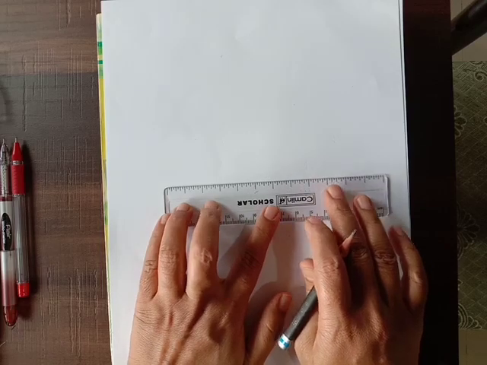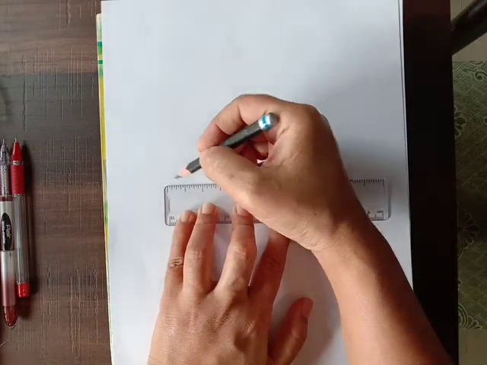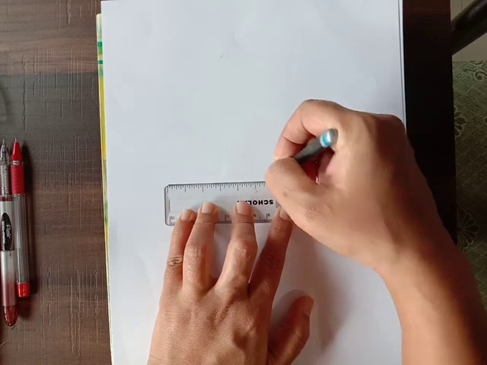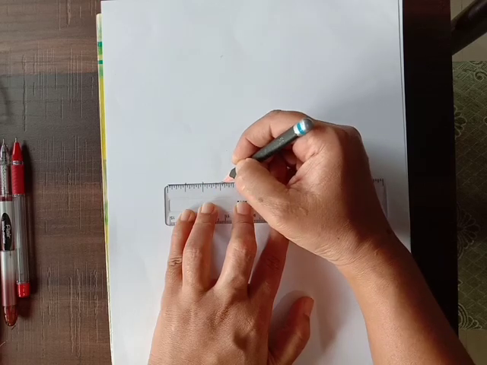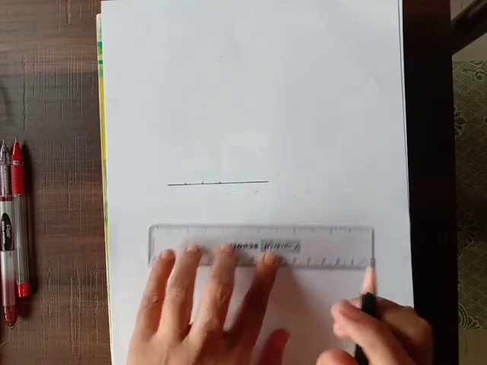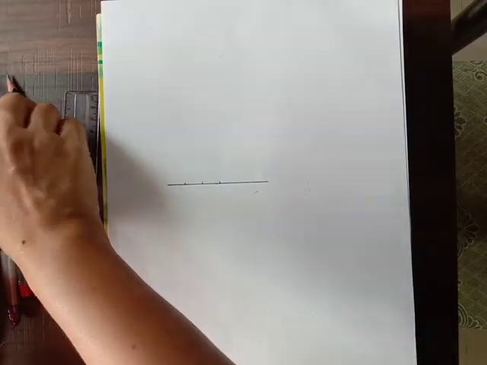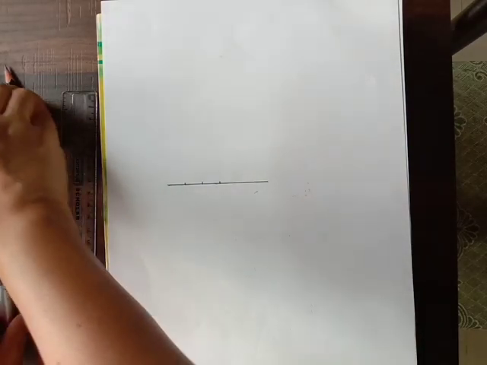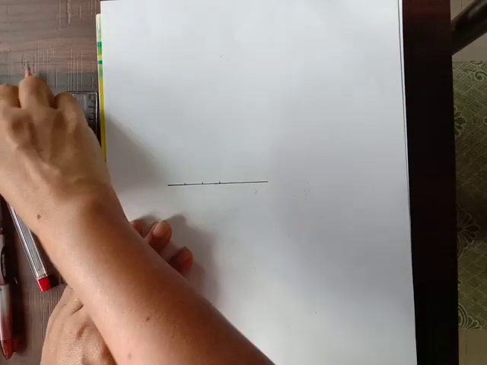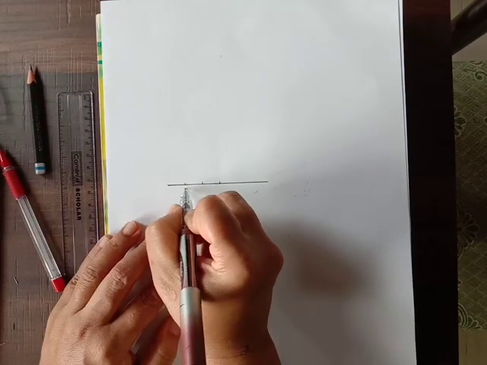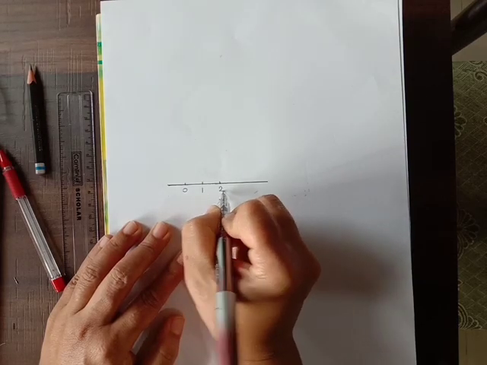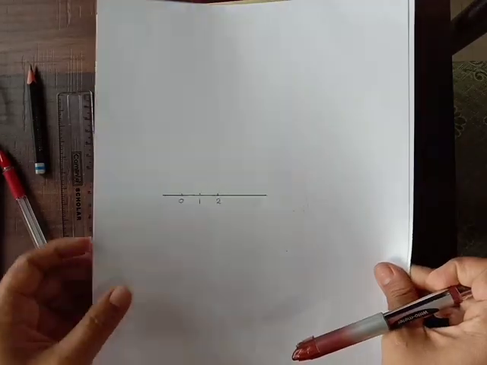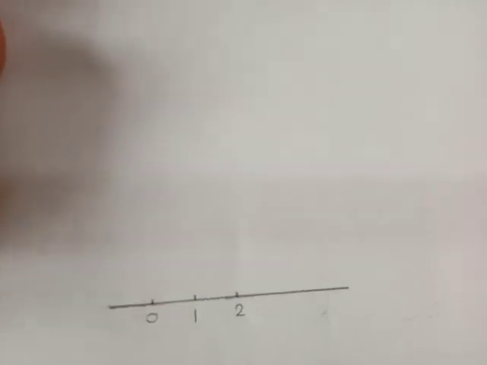I'm first drawing a single line over here. This I have marked as 0, this is 1, and this is 2. Okay, 0, 1 and 2. So just observe very carefully. This is my 0, this is my 1, and this is my 2. Let me zoom it for you and show. Can you see? 0, 1 and 2. This is how I have marked.